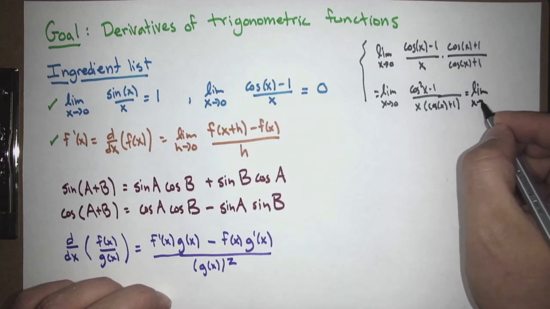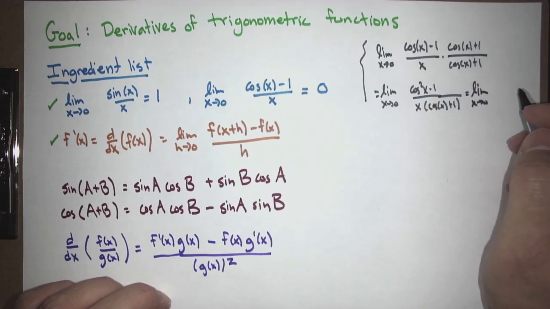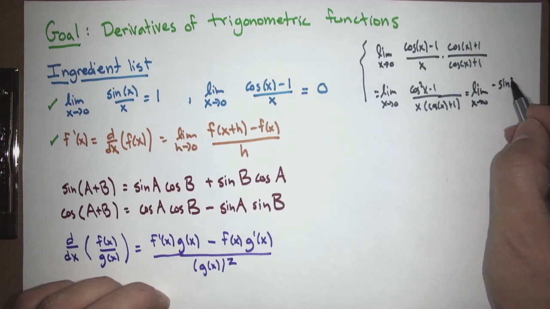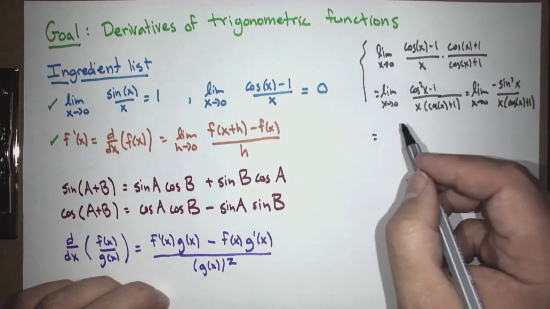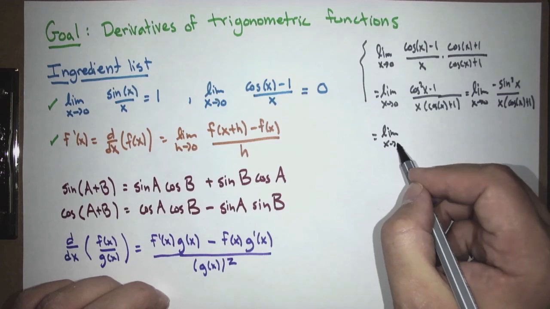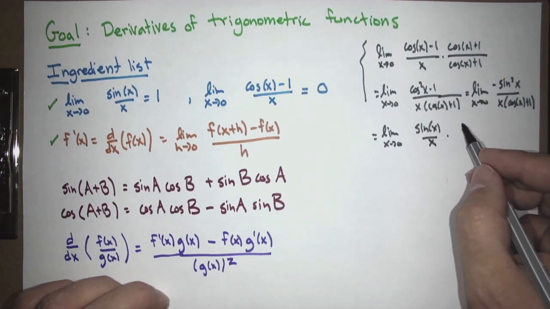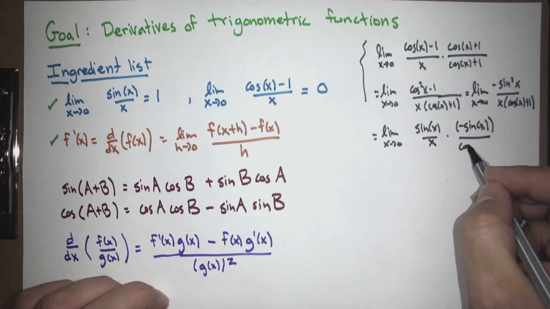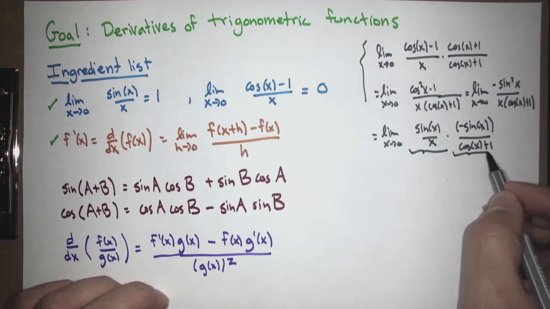All right, x goes to 0. So cosine squared x minus 1 becomes negative sine squared x over x cosine x plus 1. Okay, well, I claim that we can write that as sine of x over x times negative sine of x over cosine of x plus 1. So just sort of split it into something that we know and everything else.